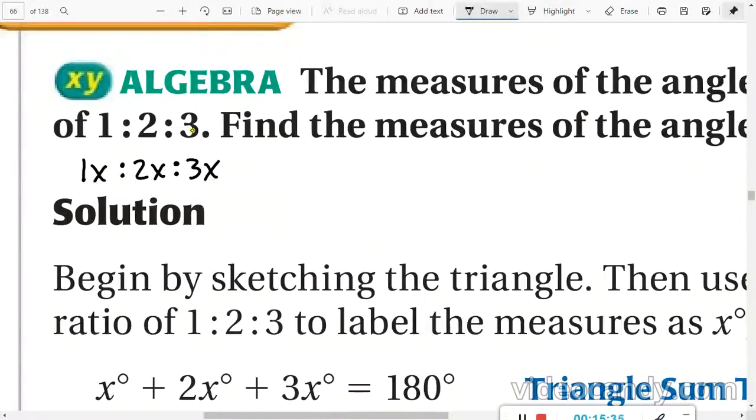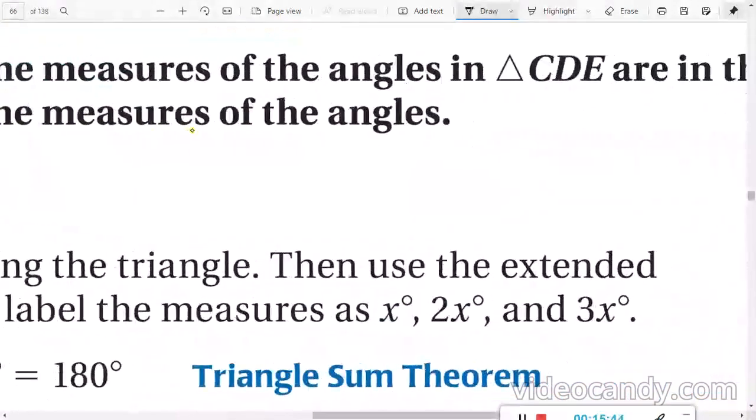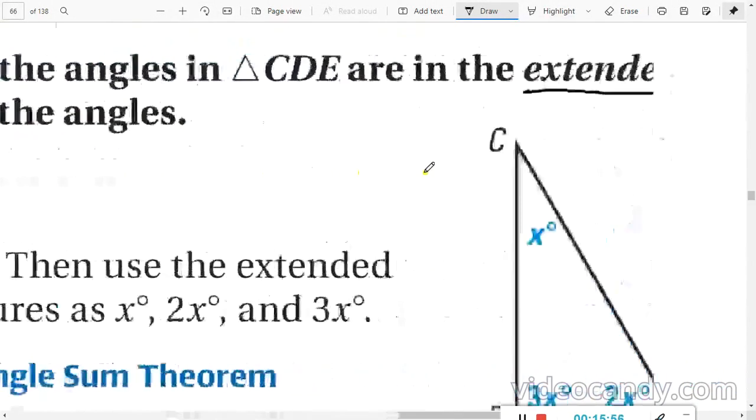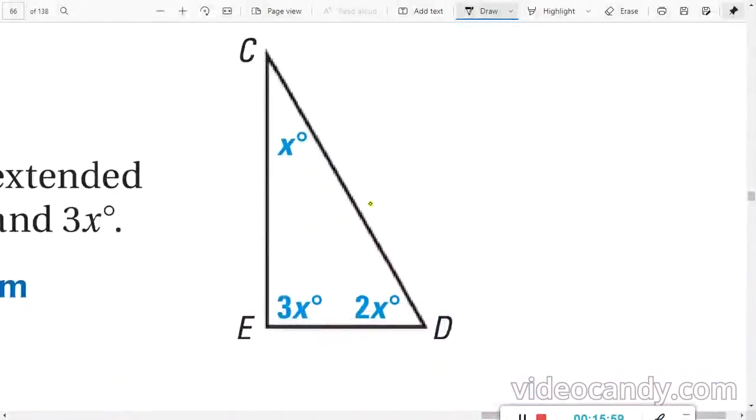All right, so this ratio here was the ratio of the angles. It says the measures of the angles are in the extended ratio of 1 to 2 to 3. But we can't call the angle measurements 1, 2, and 3. We're going to call the angle measurements 1x, 2x, and 3x. So that's what they did here. This angle here is x, this one is 3x, and this one is 2x.